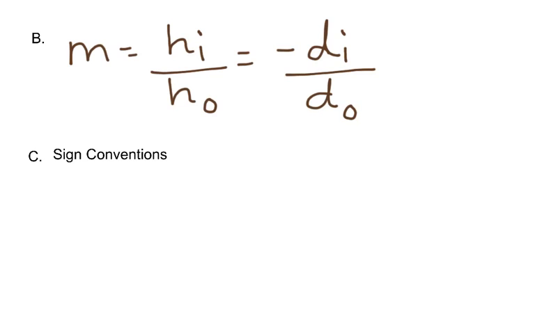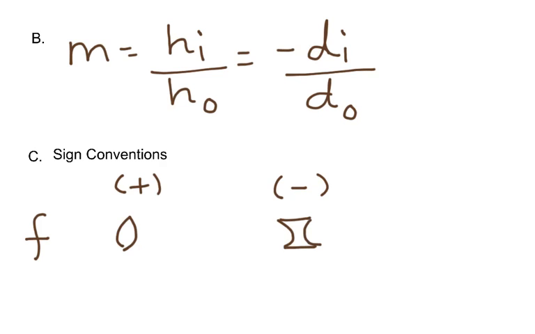So now I want to talk with you about the sign conventions when we are dealing with lenses. So I want to talk to you about when things are positive or when are they negative. So if we're talking about a focal length, the focal length will be positive if we're dealing with a converging lens, and it will be negative if we're dealing with a diverging lens. I just want to draw the shape of those.